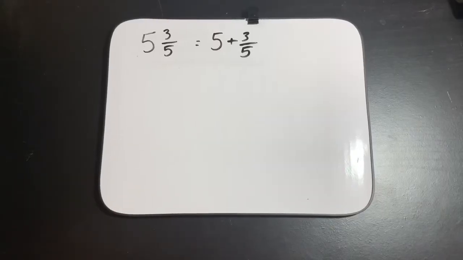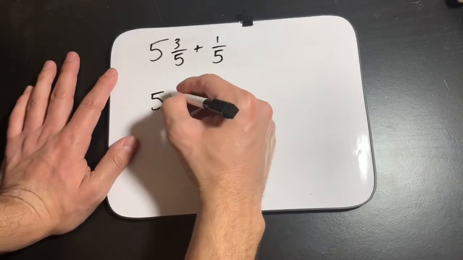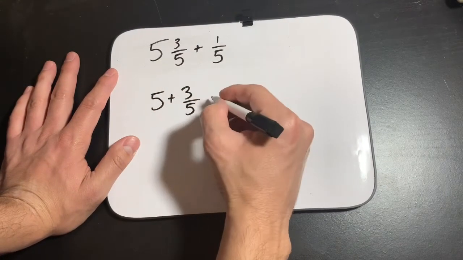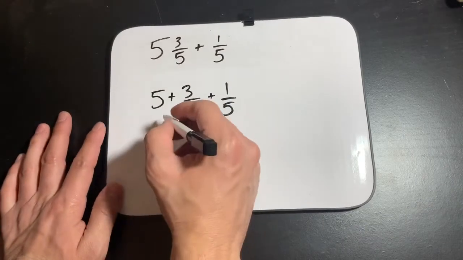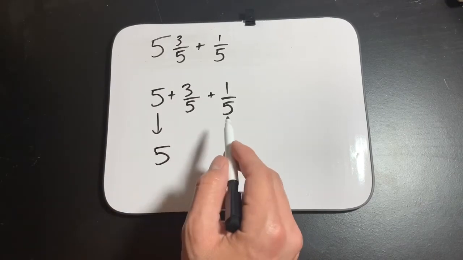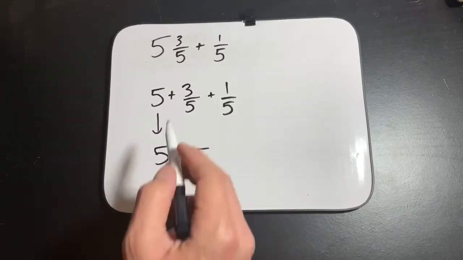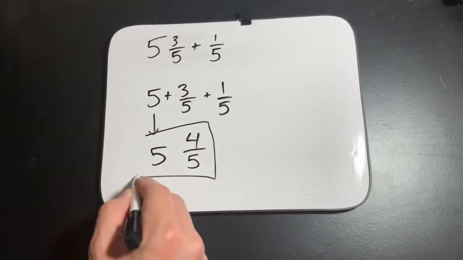Today we're adding and subtracting mixed numbers. I want you to remember that 5 3/5 is also 5 plus 3/5. That makes things easier when I'm adding. In this case, I bring down my 5 and I add 3/5 plus 1/5. And the denominators are the same. Add the numerators. That gives me 5 4/5.